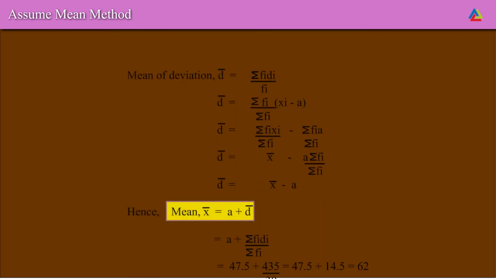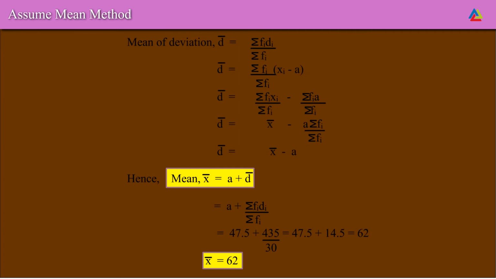Next step is to calculate the mean of deviation by formula summation fi di upon summation fi. Upon simplification, we can see that mean of grouped data is equal to assumed mean plus mean of deviation. Upon substituting value, we get answer as 62.